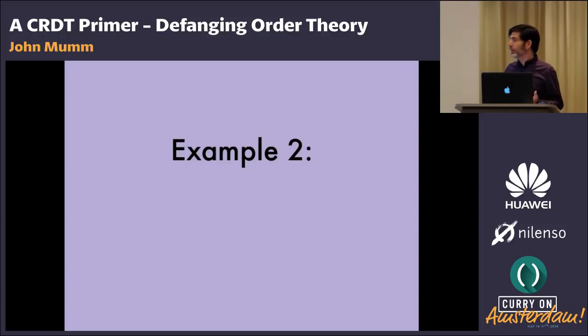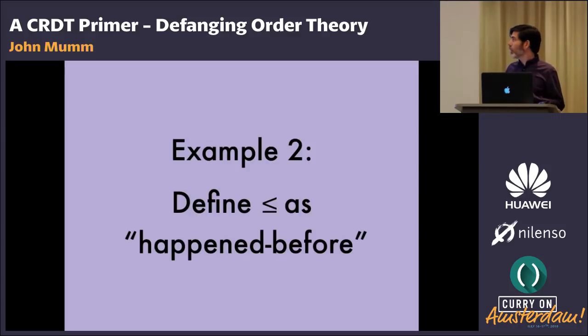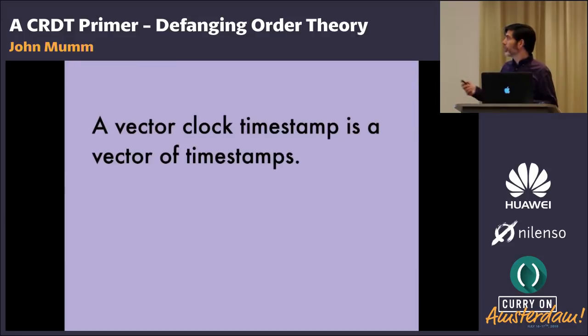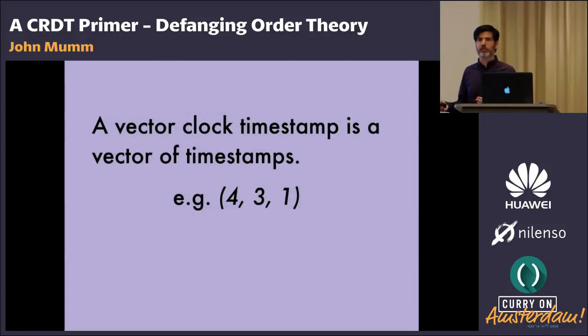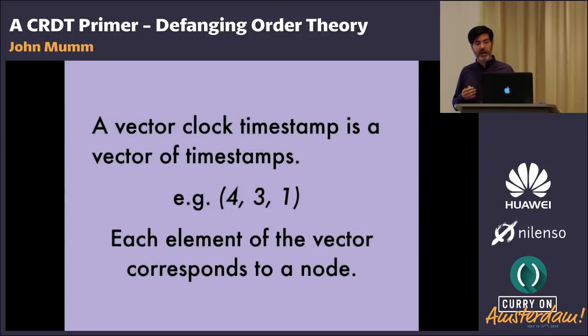All right, so for a second example, let's think about our relation as happened before. And this is drawn from the distributed systems literature. So if we define our relation as happened before, then our set is going to be made up of vector clock timestamps. And a vector clock timestamp is a vector of timestamps. We're going to represent it as a vector of integers, where each element of the vector corresponds to a node in our system.